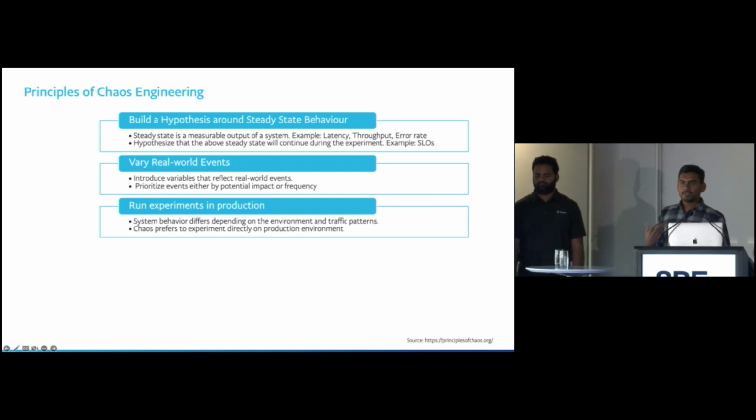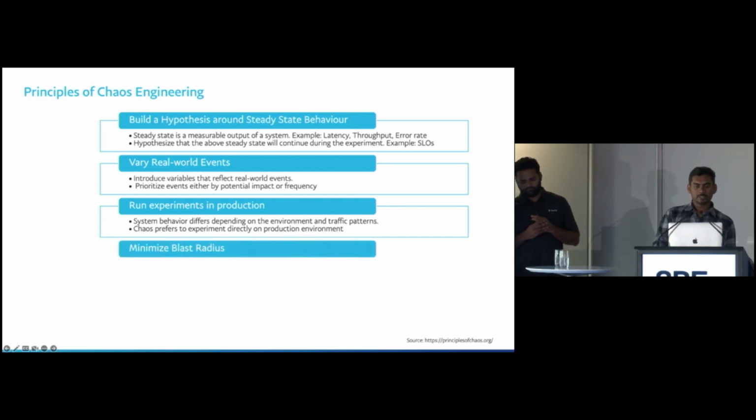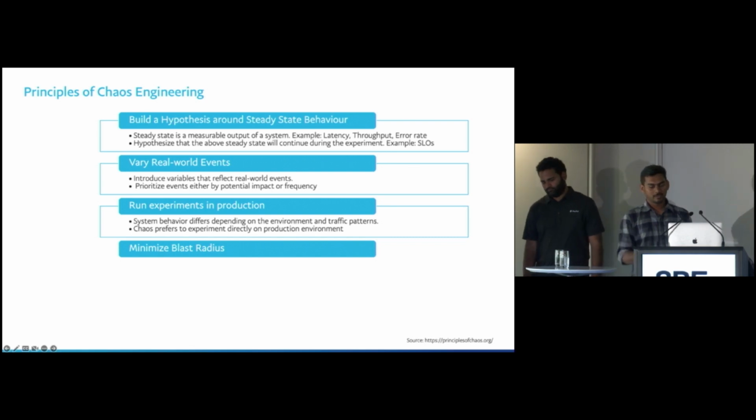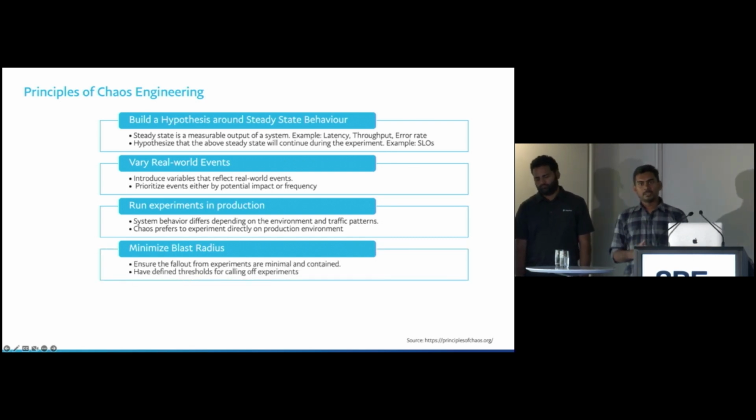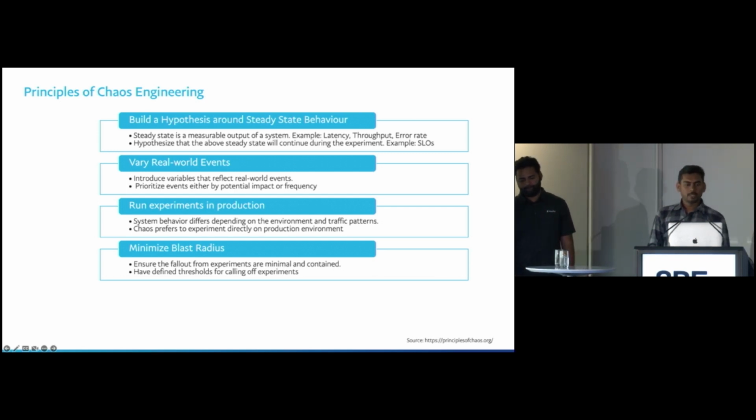Now, whenever we say run experiments in production, the next question that comes is, how do we control our impact? So that's where the next principle comes in. Make sure you minimize your blast radius. Ensure that the fallout from these experiments is minimized and contained within the confines of your experiment, and have defined thresholds after which you hit the kill switch. So make sure you have those thresholds defined.